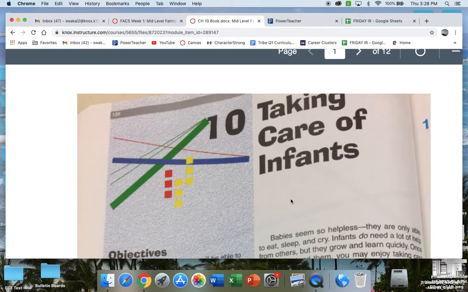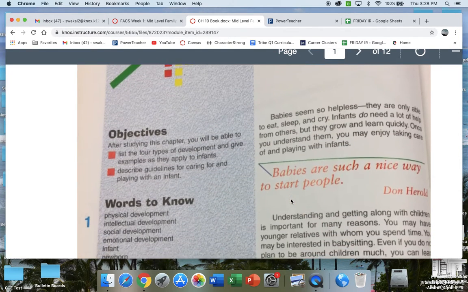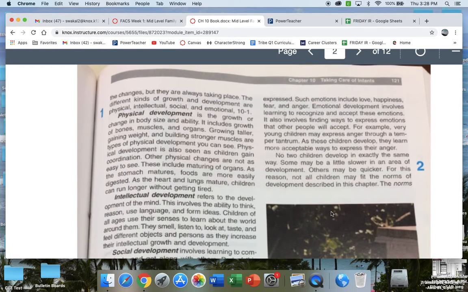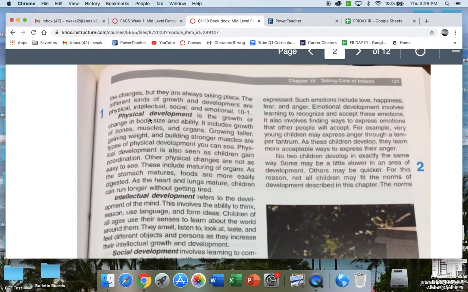Okay, this chapter 10 is talking about taking care of infants. And I would like you to look up these vocabulary words right here and words to know. So, physical development, intellectual, social, emotional, infant, newborn, reflexes, and babble. And you will find, for example, scrolling down to the next page, physical development's right here. So, for physical development, I would write changes, growth or changes in the body size and ability.